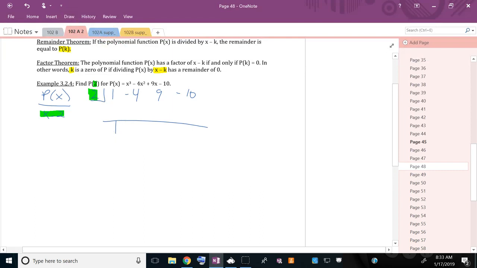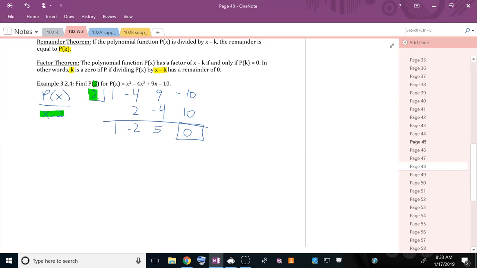Alright, so 1 times 2 is 2, negative 4 plus 2 is negative 2, 2 times negative 2 is negative 4, 9 plus negative 4 is 5, 2 times 5 is 10, and negative 10 plus 10 is 0. Now here I don't want the entire quotient, I want just this remainder. That should be my answer.